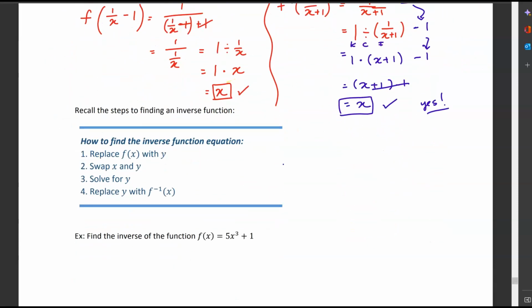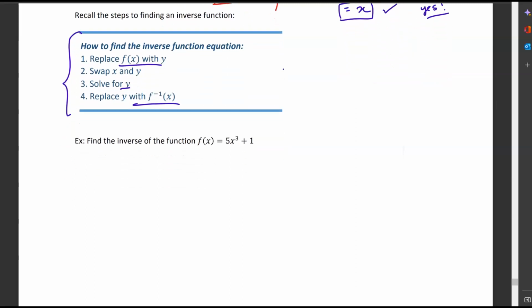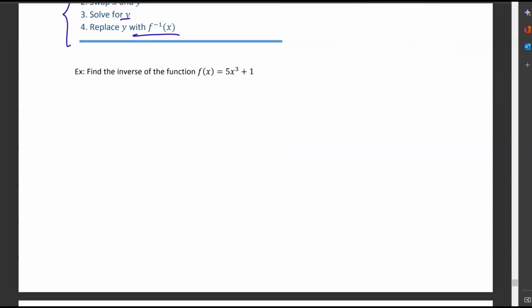All right, let's take a look. Recall that these were our steps to find an inverse. We're going to replace f of x with y, swap the x and y, solve for y, and then replace that y with the correct inverse notation. So let's take a look at how we would find the inverse of this polynomial function.